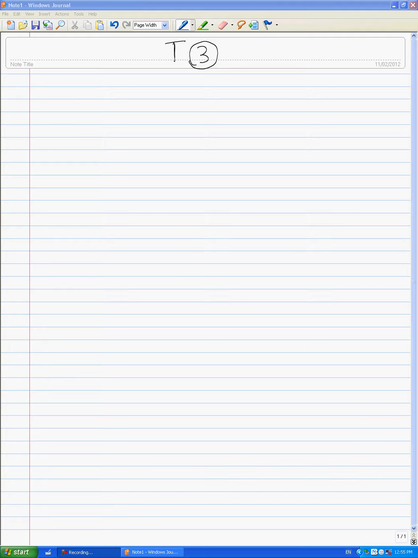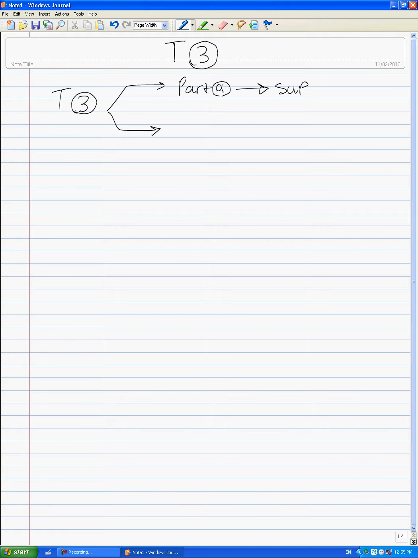Hello everyone. We want to start tutorial 3. This tutorial is designed as two parts. Part A covers superposition technique, and part B covers source transformation technique.